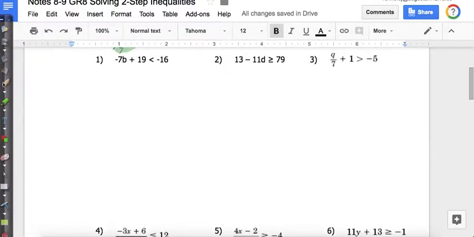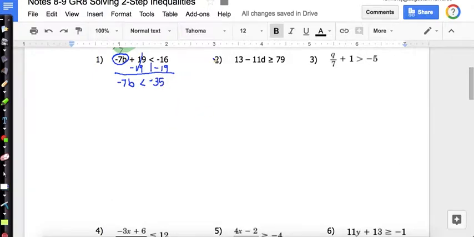All right, the first step is to circle your variable and draw your t. The opposite of adding 19 would be subtracting 19. Okay, the 19s are going to cancel, and make sure you write really small because we're going to need a lot of room here. So we have negative 7b is less than negative 16 minus 19, which is negative 35.